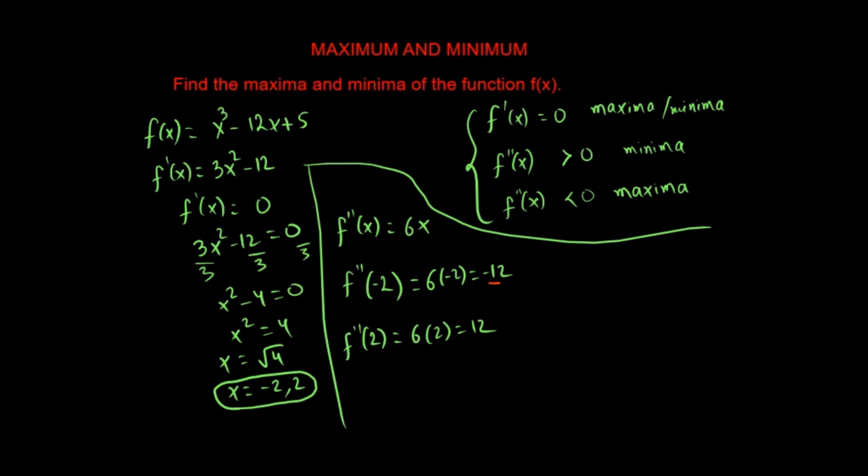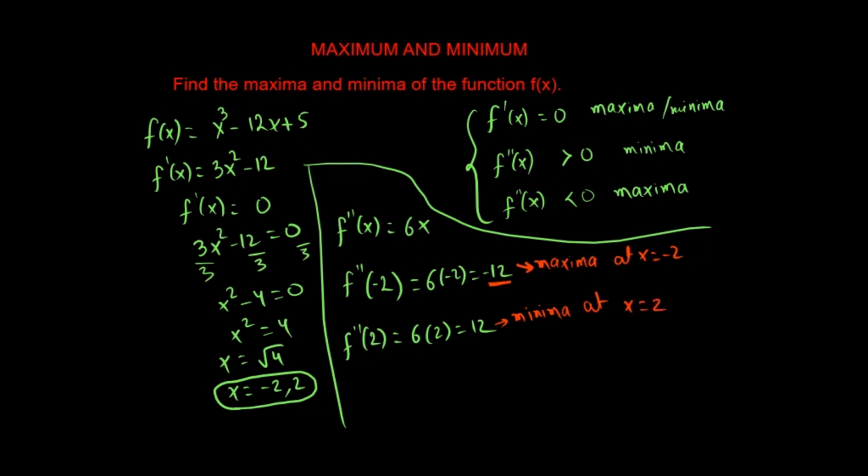Notice that this is a negative value, and we know that when the double derivative is negative, it's a maxima. So this means the maxima is happening at x equals minus 2. And this is a positive value. The double derivative is positive, which means there is a minima point happening at 2. So this means the minima is at x equals 2.